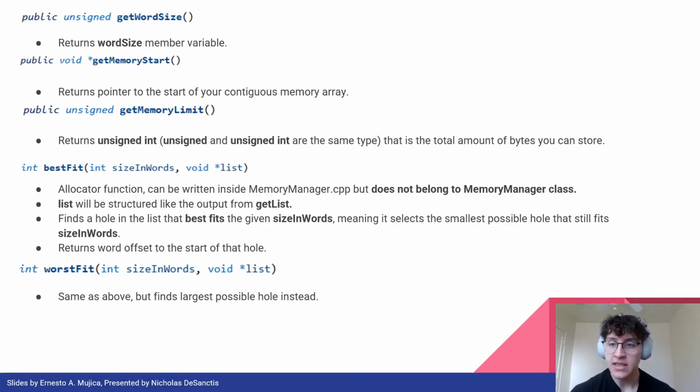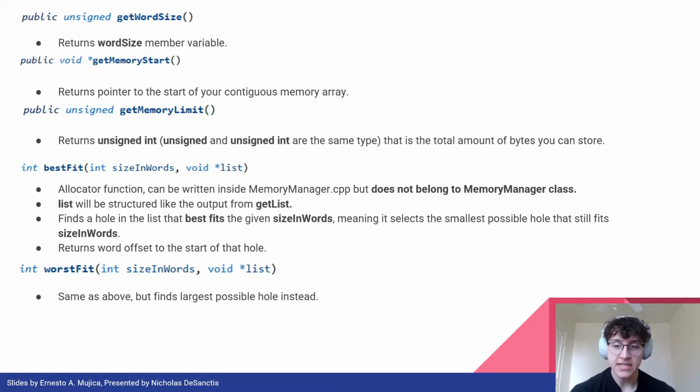And then finally here we've got the allocator functions. So these exist outside of the memory manager class, as in they do not belong to the memory manager class. These two are functionally very similar. For best fit, you're passing in a size in words that represents the size of the block to be allocated, and a void pointer that represents your list of holes. That sounds pretty similar to the output of getList, so make use of that if you'd like. You'll be finding the smallest hole that can accommodate your allocation, and returning the offset. That is, the start of the hole that will accommodate your allocation.